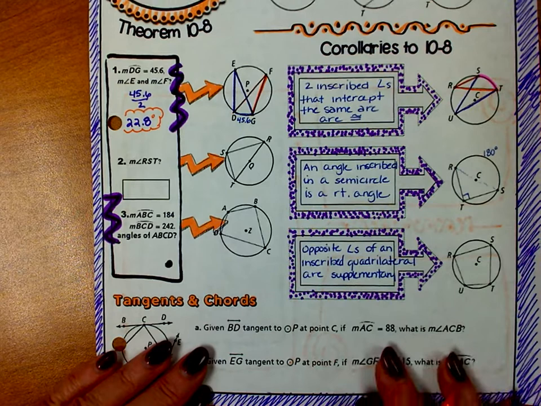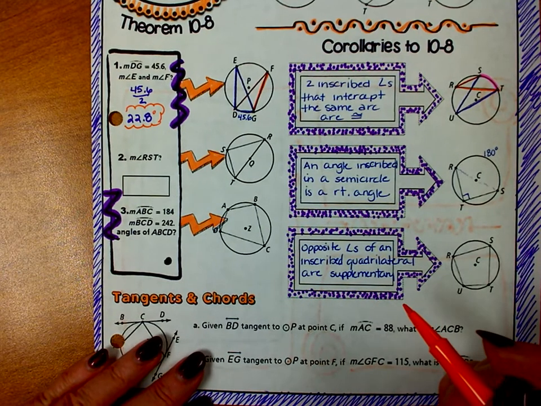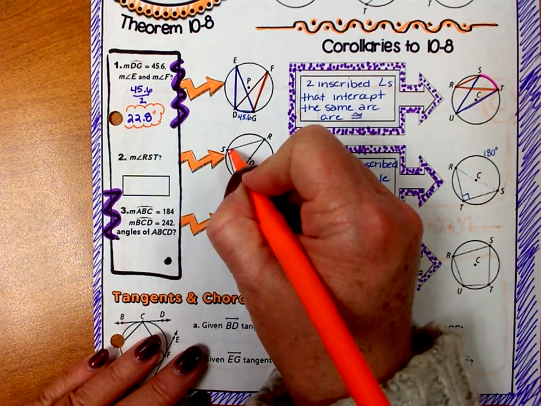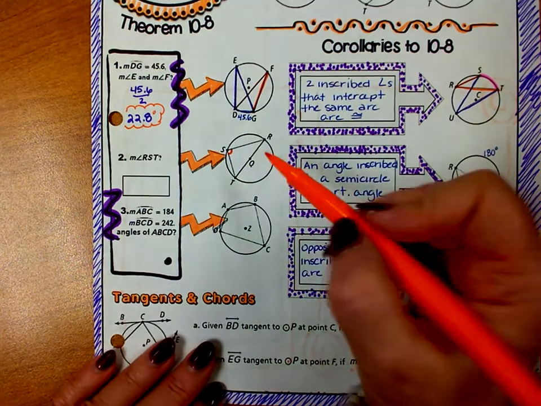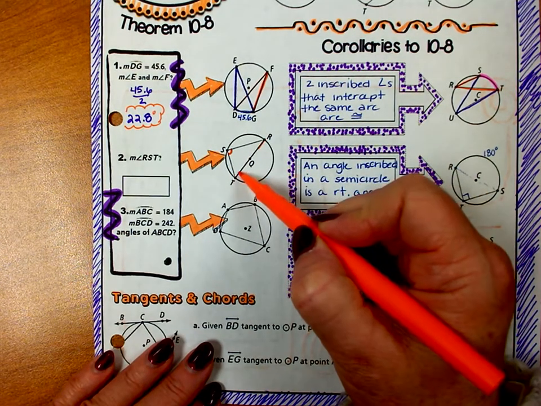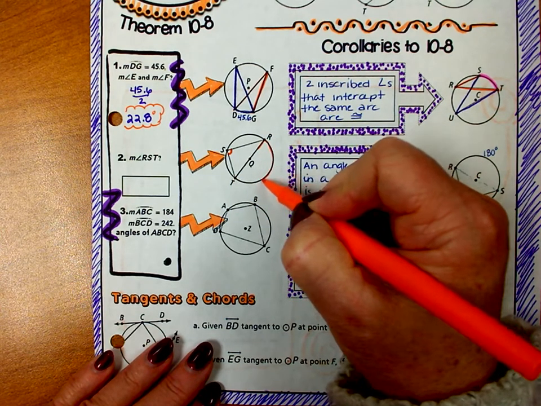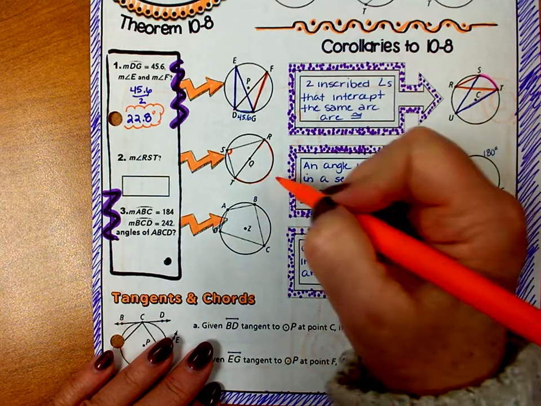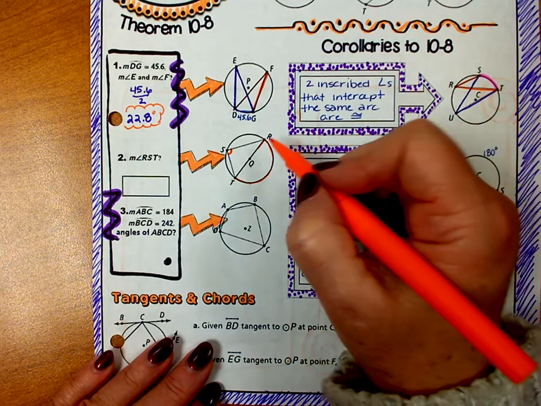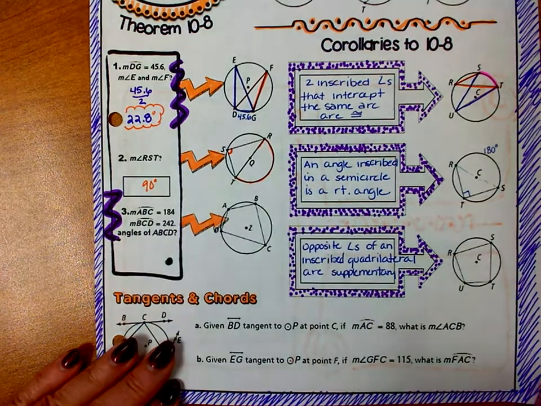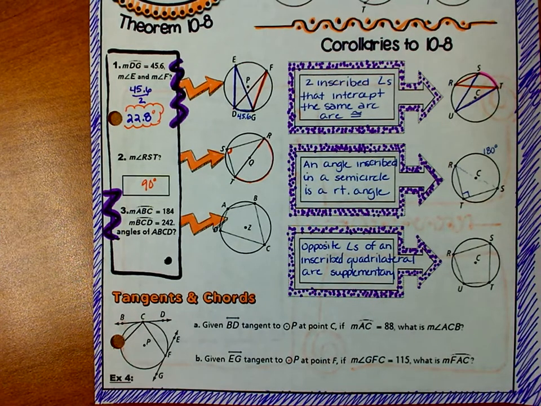Okay. Second example, we want the measure of angle RST. Okay, so that would be right here. So if we look at this diameter, that means that a semicircle is the intercepted arc, which is 180 degrees, then angle RST is going to be 90 degrees. Okay, last one.